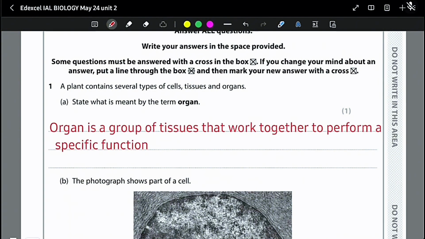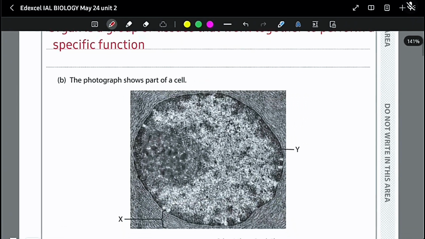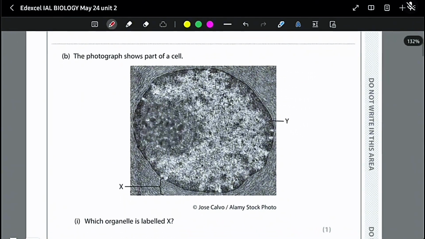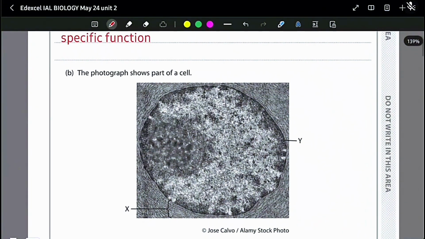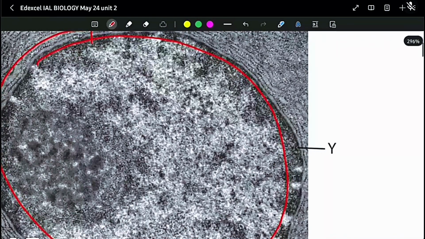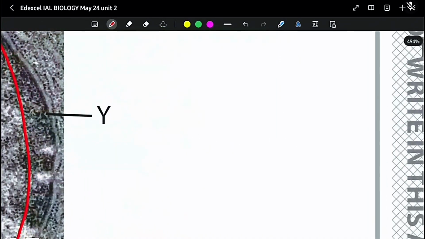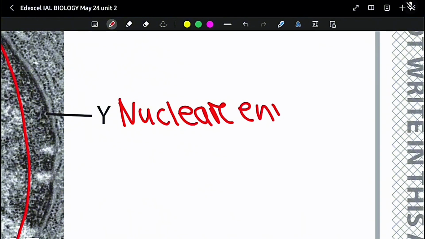Next question. B. The photograph shows part of a cell. Before we go into the question, let's see what is in the photograph and what the letters are labeled as. We can see this circular thing. This is definitely the nucleus. So the covering of the nucleus, which is the Y, has to be the nuclear envelope. So Y is the nuclear envelope.